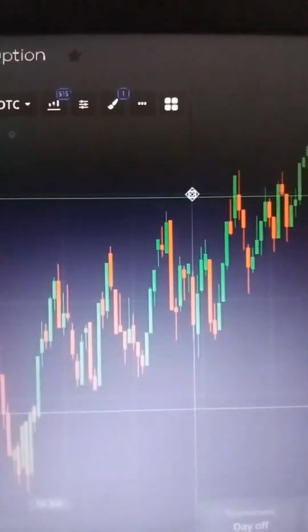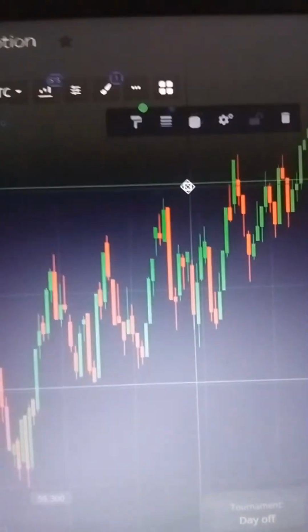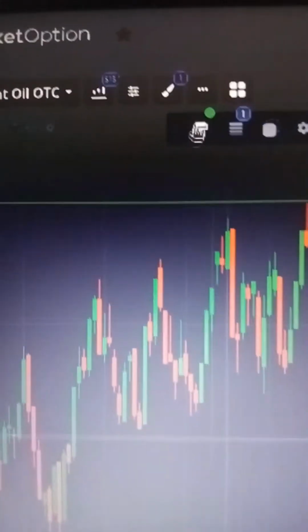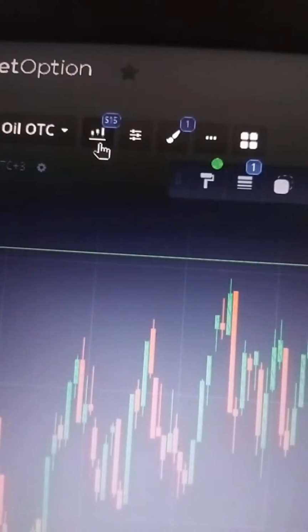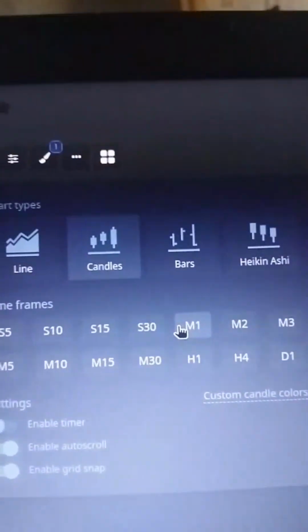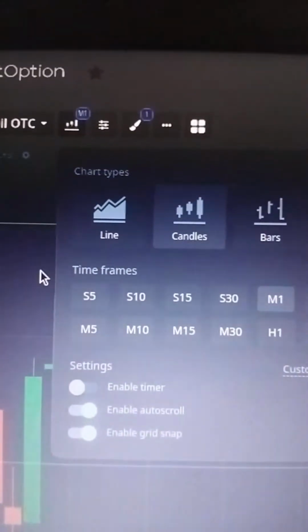Alright, clean. So as always, we will go to the higher time frames first. This is a 15-second chart, as you can see. 15 second. So we'll go to the 1 minute time frame. That is where I find my black box, okay, and my take profit beforehand.